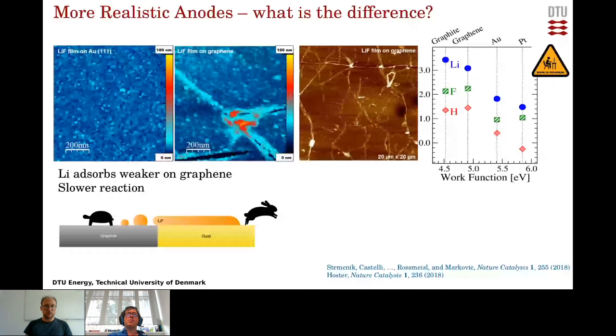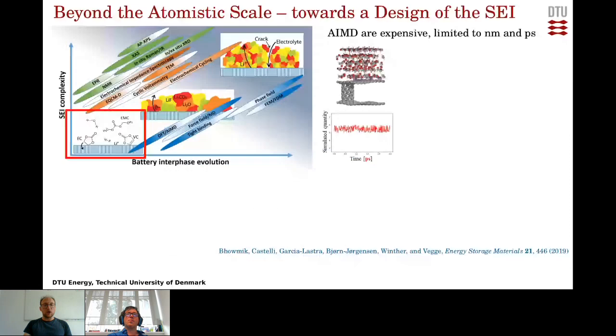Another way to go, beyond what we have done now. As I described at the beginning, we have looked at the initial nucleation of the SEI. So what happens at the molecular level, at the interface? We are not really looking at the evolution of the SEI. What we have done now is limited to nanometer and picoseconds. We are not really looking at the formation of a SEI layer.